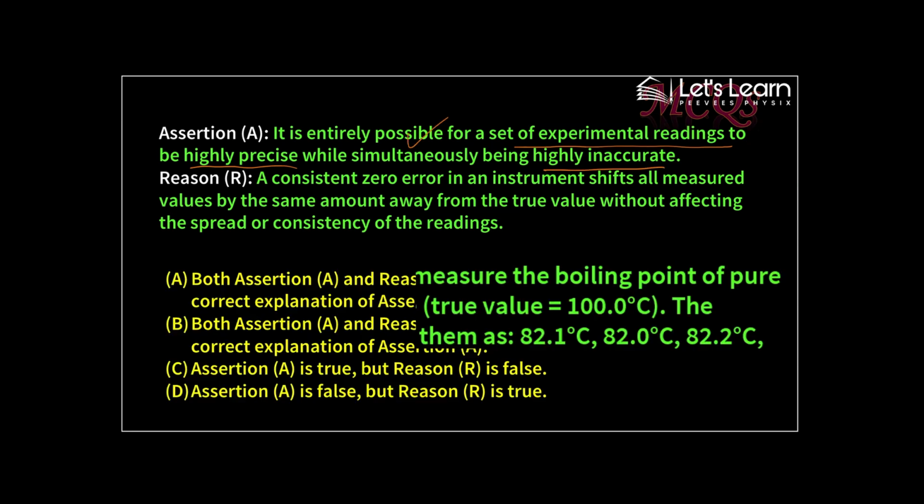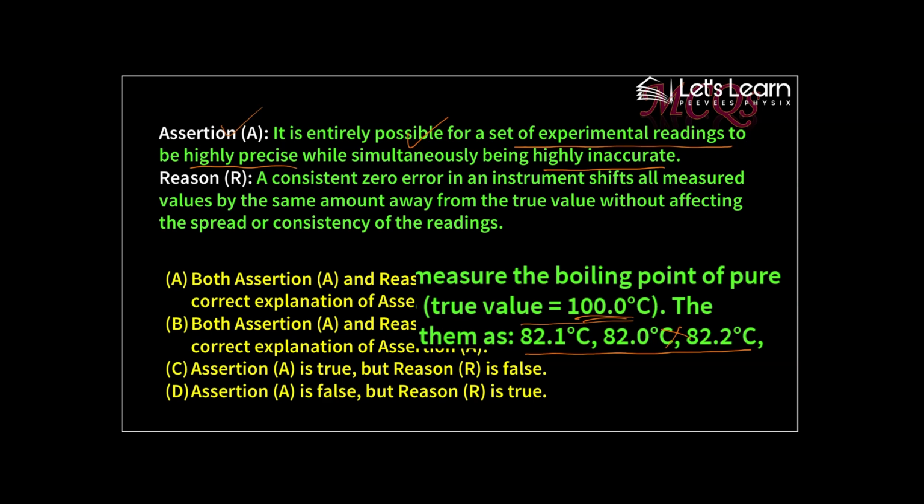That is possible. In the previous example, you remember, this is the true value, but you made so many measurements. Are they so close to each other? Yes, they are precise, but those measurements are not accurate. So that is what the assertion says. What is the reason for that?